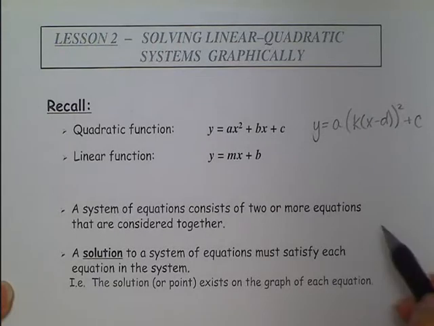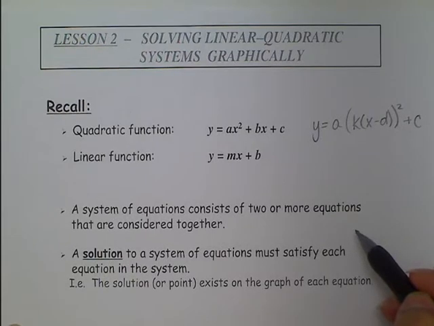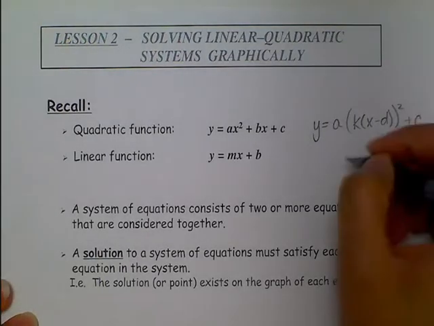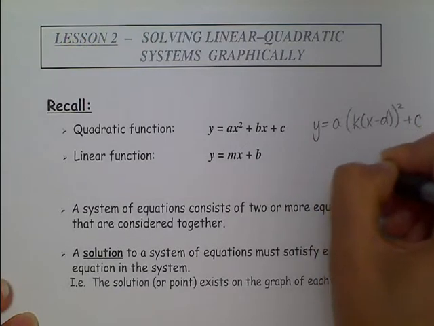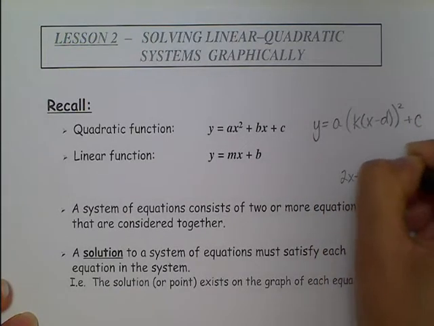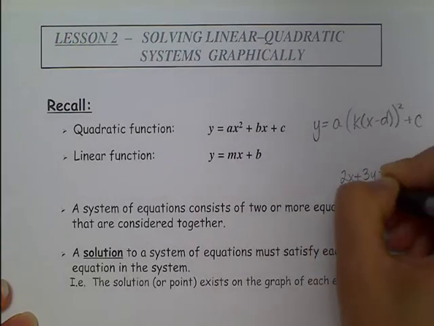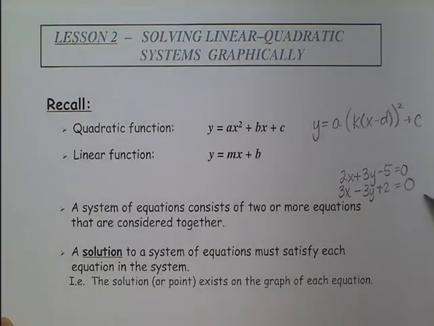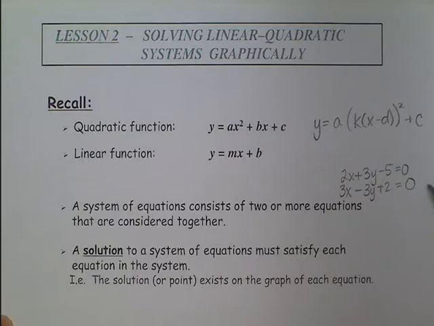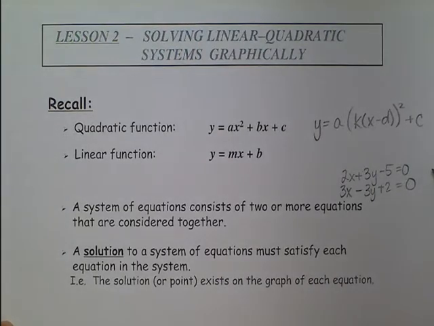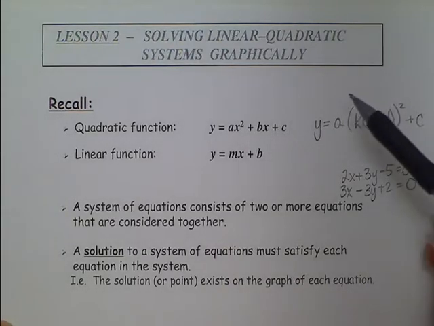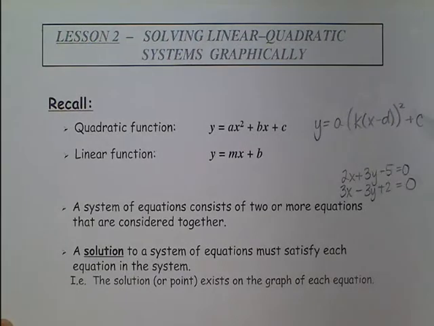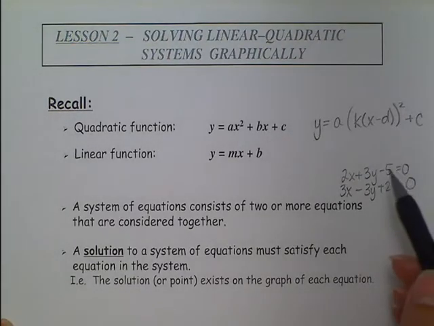So in case you forgot what a system of equations is, a system of equations consists of two or more equations that are considered together. Last year you saw things like 2x plus 3y minus 5 equals 0, and then another equation like 3x minus 3y plus 2 equals 0. Your goal was to look at these two linear functions and find the point of intersection between the lines. Similarly, we're going to look at solving a linear quadratic system, and again, we're going to try to find a point of intersection between a line and the curve, or points of intersection.